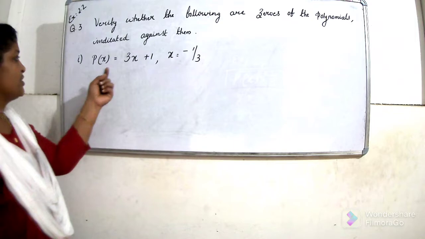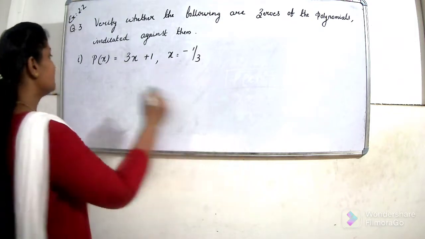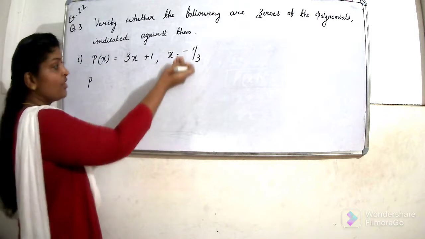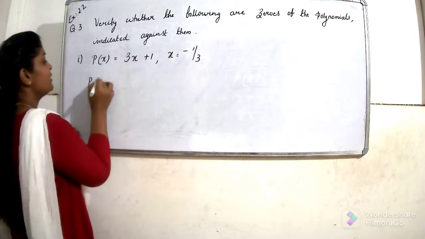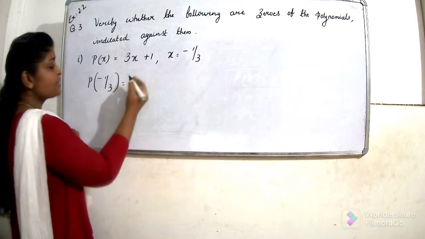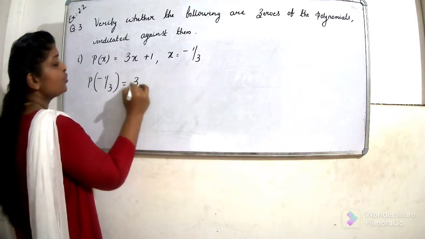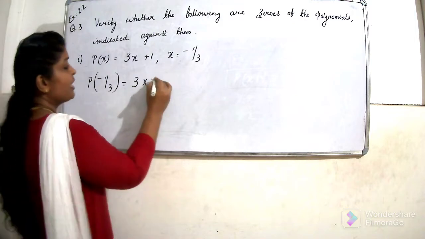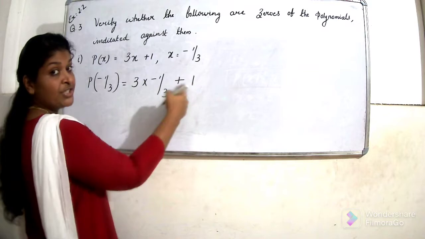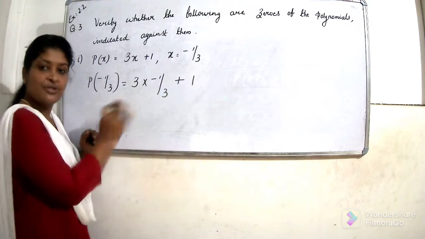Here the question is 3x plus 1. So which value do we have to substitute? The value they have also given: negative 1 by 3. In the polynomial, wherever there is x, there we have to substitute. So 3 into negative 1 by 3 plus 1. Plus 1, no change in that. Okay, so substitution is over.